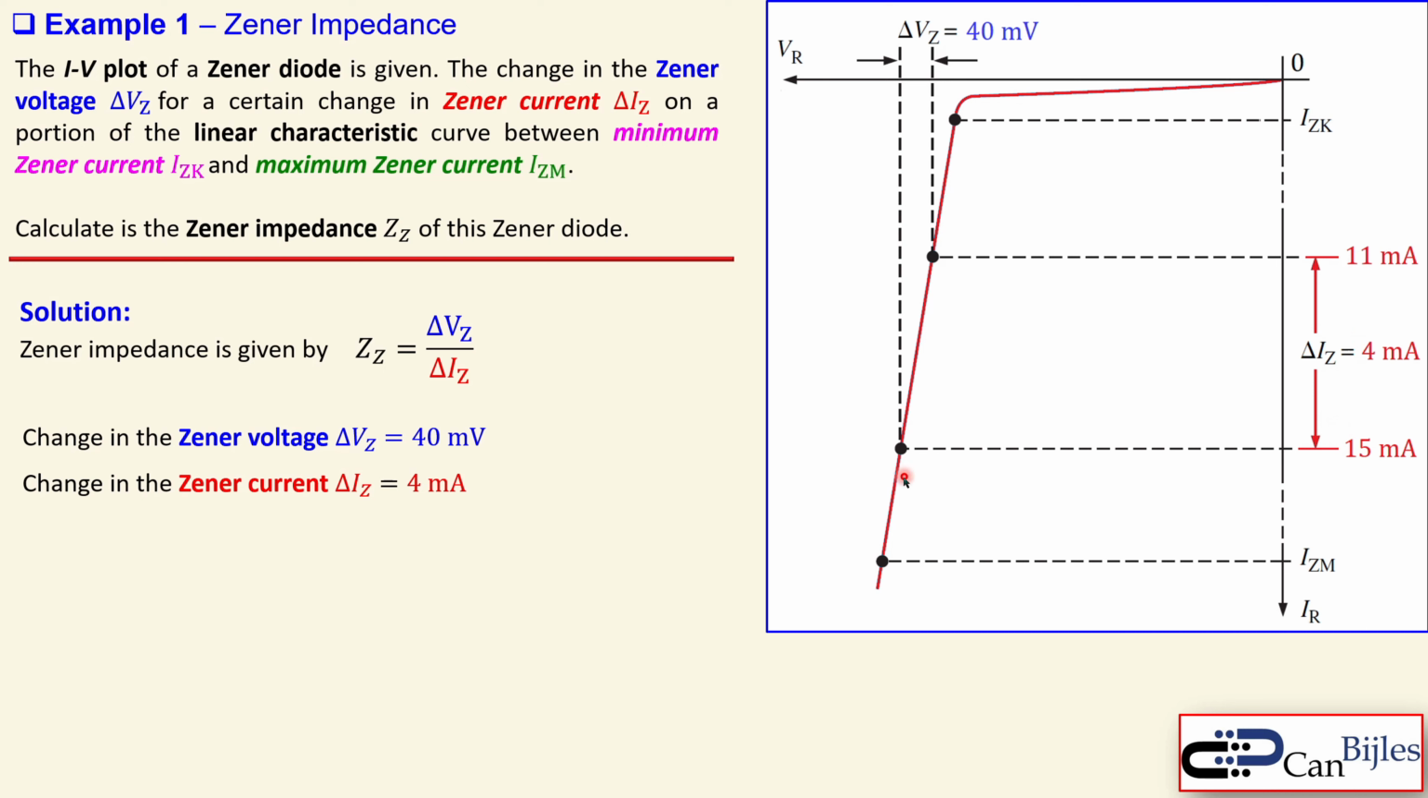This is just 2 points here, not the minimum or the maximum. You can just pick any point here. In this part, your Zener impedance will then be determined. Now, when you substitute these two values in here, you will have this expression. So 40 millivolts over 4 milliamps, you will get 10 ohms. That's the value for your Zener impedance.